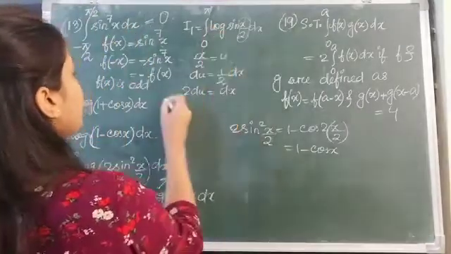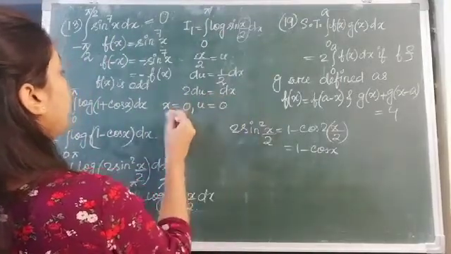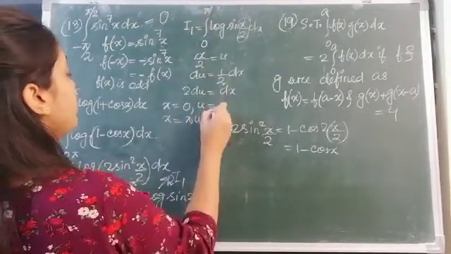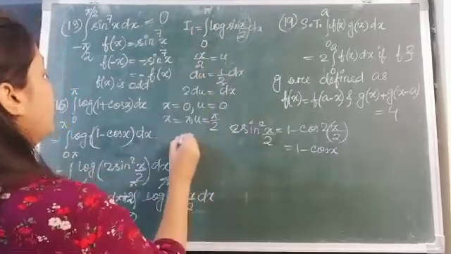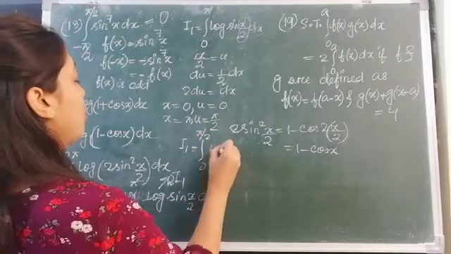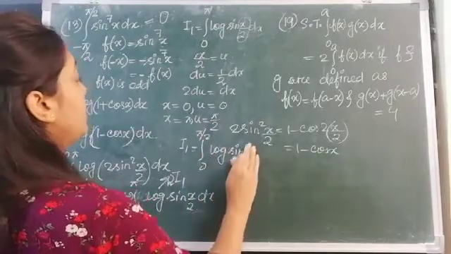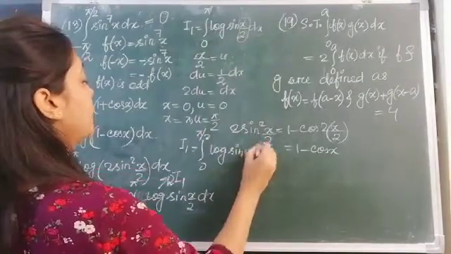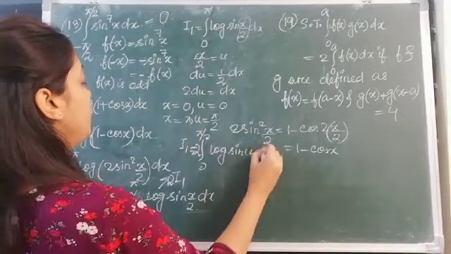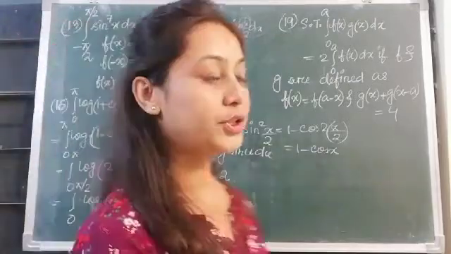So when x is equal to 0, u will be equal to 0 again. When x is equal to pi, u is equal to how much? Substitute here, you'll get pi by 2. Hence our given integral I1 will be equal to 0 to pi by 2 log sine u, since x by 2 we have taken to be equal to u, and dx is equal to 2 du.